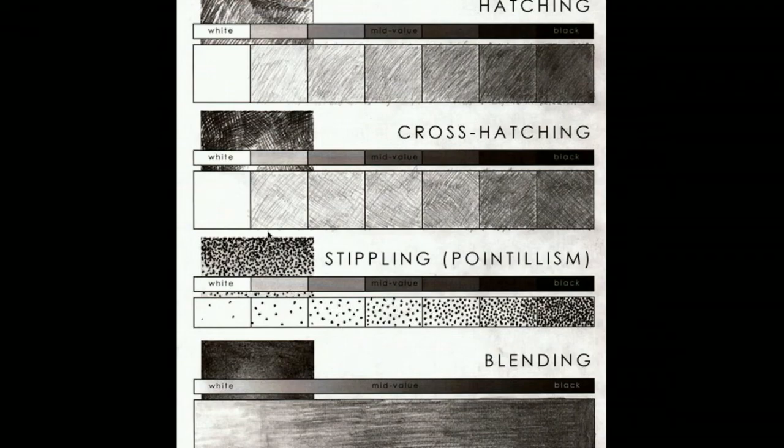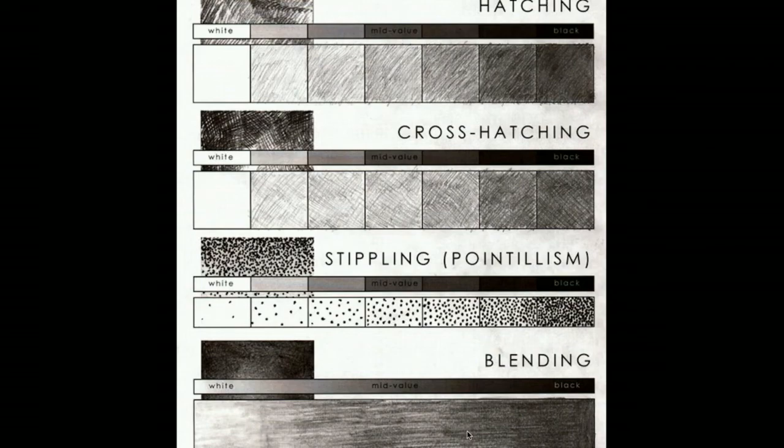And as you can see in all of them, it goes from white to black. White being the lightest value and black being the darkest value. And the last one we have here, blending. And this one goes from white to black again, and it's made up of smoothed together pencil. So it looks blended all together, and it smoothly transitions from white to black.